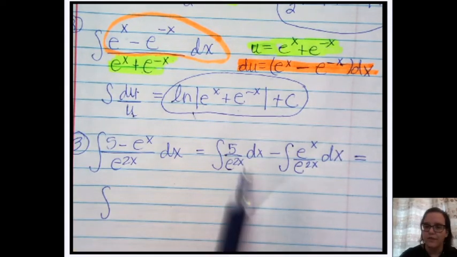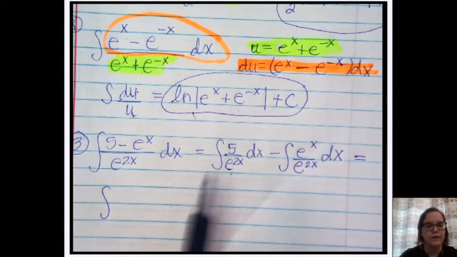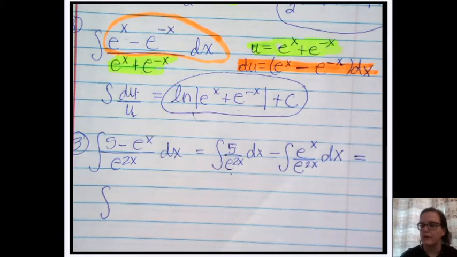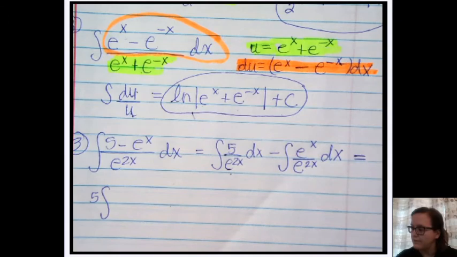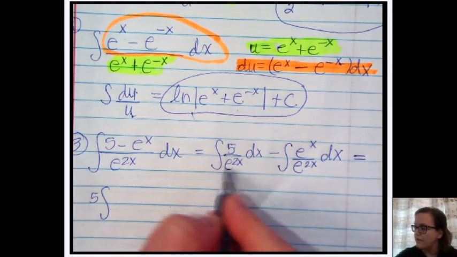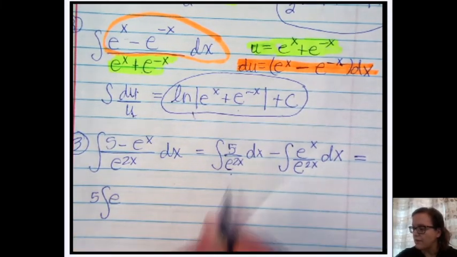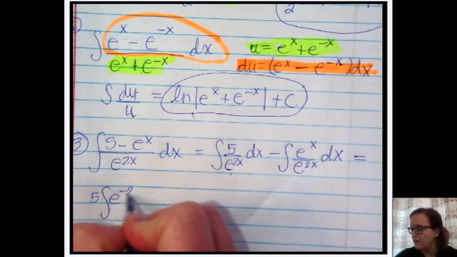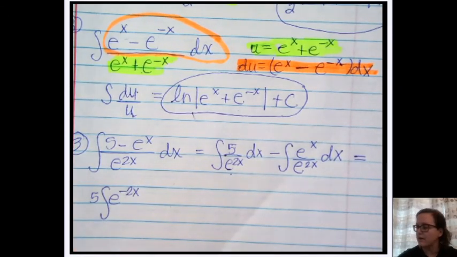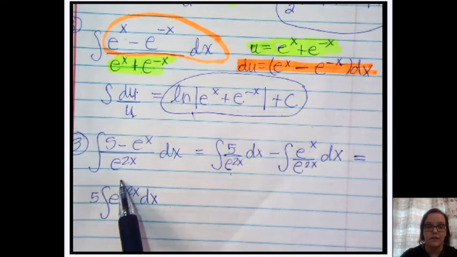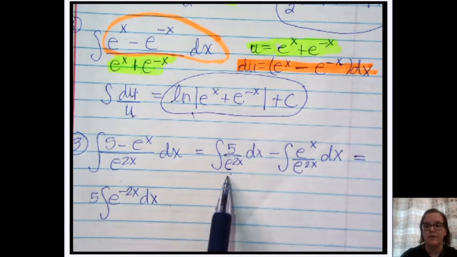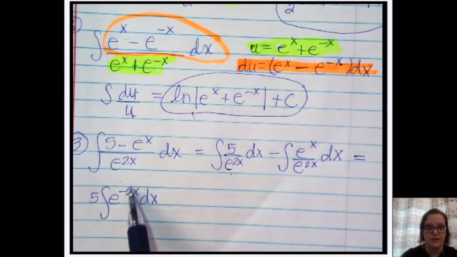So 5 over e to the 2x. Since there's only an e in the bottom, let's go ahead and move it up to the top so that all we have to deal with is an exponential function. So I'm actually going to pull the 5 out to the side. And then if e comes up top, that changes your exponent to a negative. So I just have e to the negative 2x dx. So that's that first one rewritten. I pulled the 5 out to the front because it's a constant, and I moved the e to the 2x up to the top, which just changed the sign of the exponent.